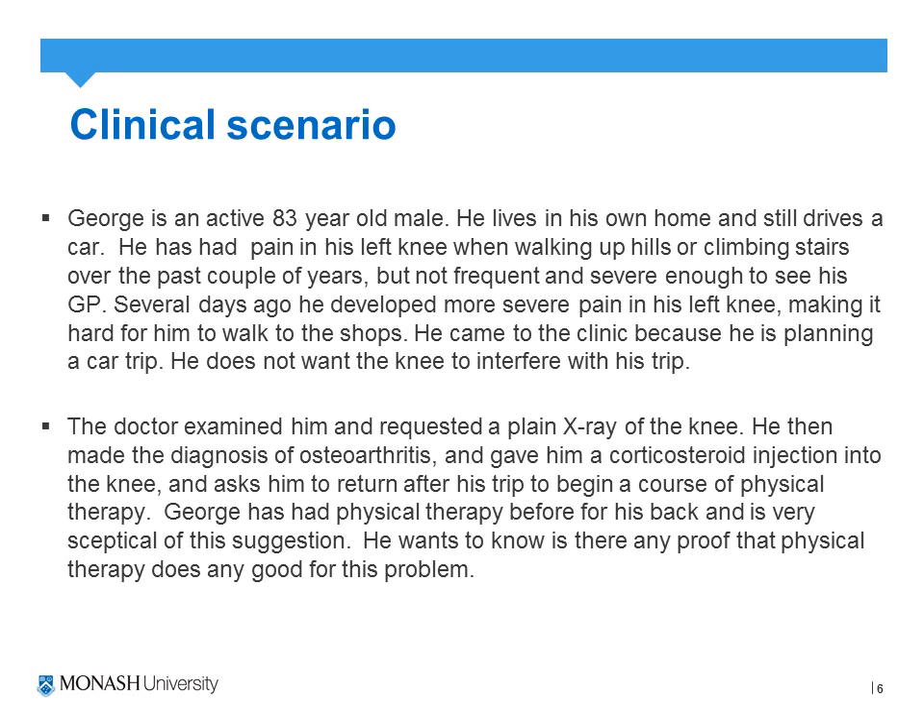So the doctor examined him and requested a plain x-ray of the knee. He then made the diagnosis of osteoarthritis and gave George a corticosteroid injection into the knee and asked him to return after his trip to begin a course of physical therapy. Now George has had physical therapy before for his back and he's very skeptical of this suggestion. He wants to know whether there is any proof that physical therapy does any good for this problem.